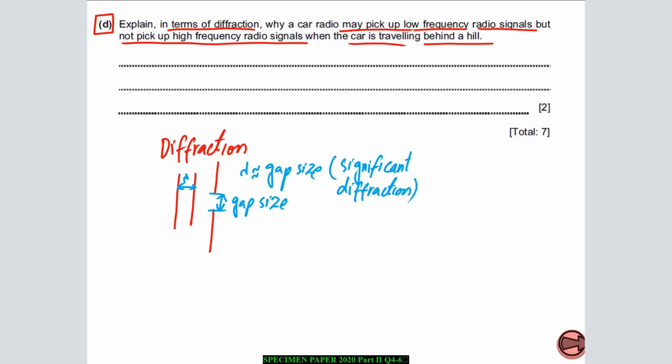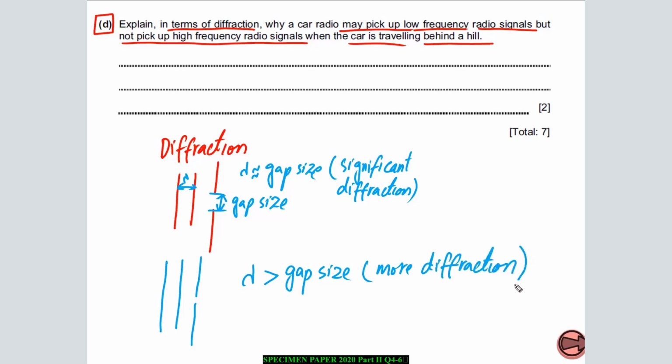But if we decrease the gap size, now let's say we have the same waves coming. If we decrease the gap size, in this case there will be more diffraction. If the lambda, the wavelength, is bigger than the gap size, there will be more diffraction. So we can say the waves will bend more, the waves diffract more.